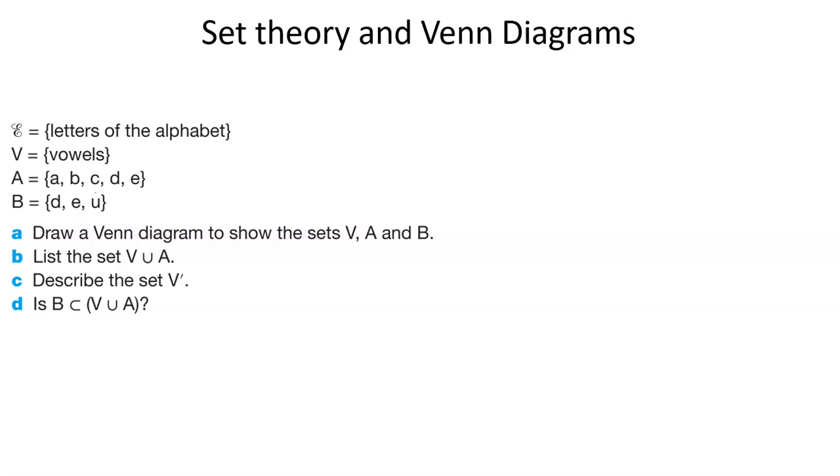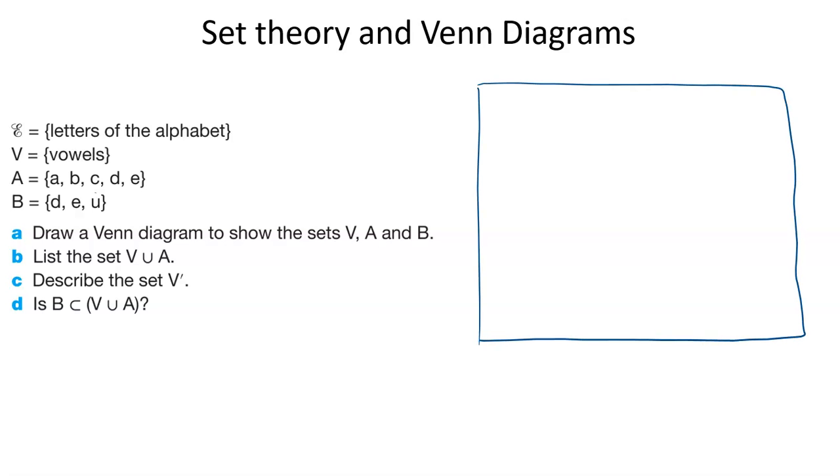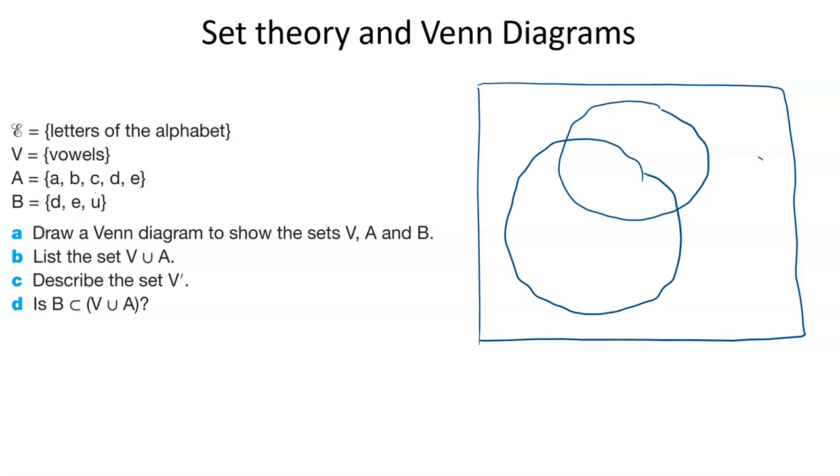And here we have letters of the alphabet, so all the letters of the alphabet. V is vowels, A and B sets, and then we're going to draw a Venn diagram to show the sets V, A, and B. So what we can do is, as we've got 3 sets, we know that we can draw it like this. Big overlaps so that we know that we've got plenty of space to write lots of letters in.